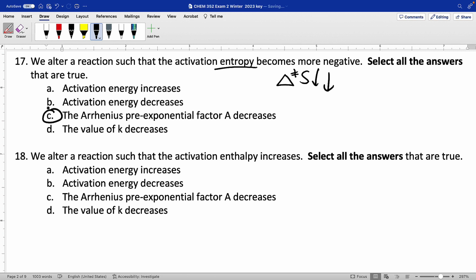Oh, and of course, since the rate constant is a function of the pre-exponential factor and this exponential energy term, if we decrease the pre-exponential term, that is also going to decrease our rate constant.